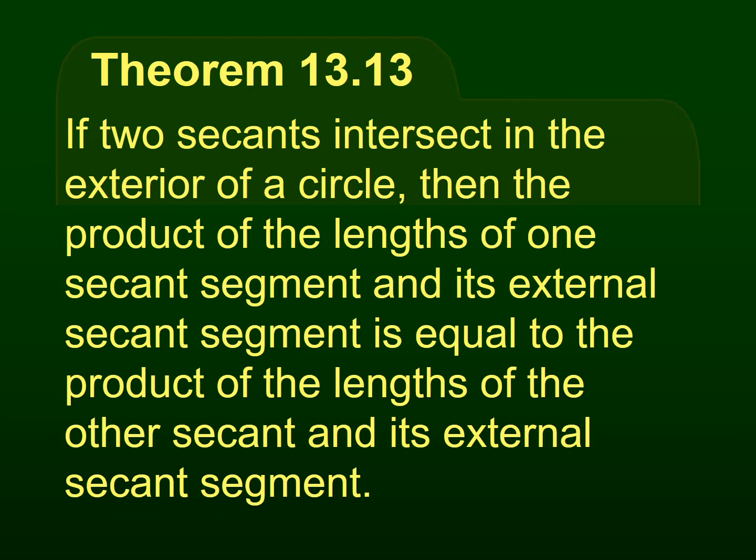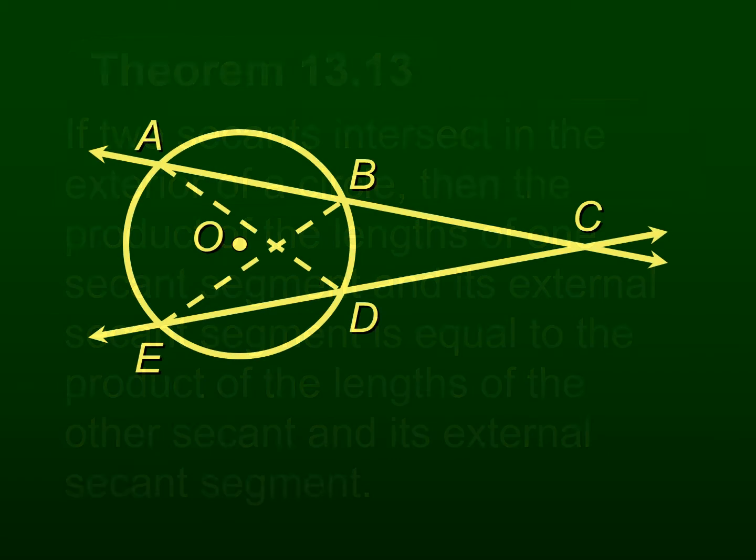Our next theorem says that if you have two secants intersect in the exterior of a circle, then the product of the lengths of one secant segment and an external secant segment is equal to the product of the lengths of the other secant and an external secant segment. So here is an example of this one. So we've got two secants.